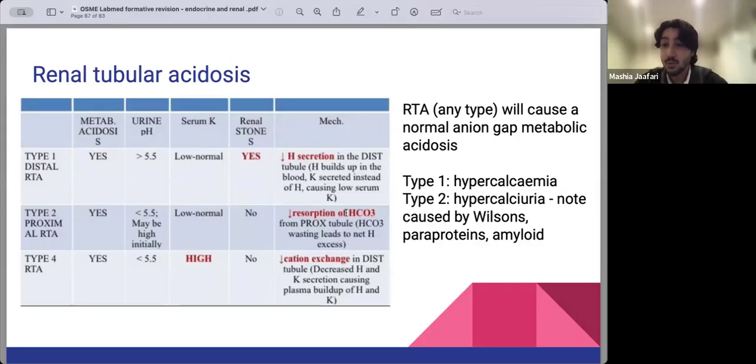So type 1 is when you can't secrete H plus ions in your distal tubule. Because of that, you retain all of that H plus, and your urine is going to be quite alkaline. That's probably the worst one. It causes the most severe acidosis.